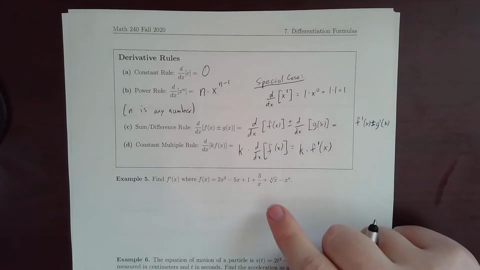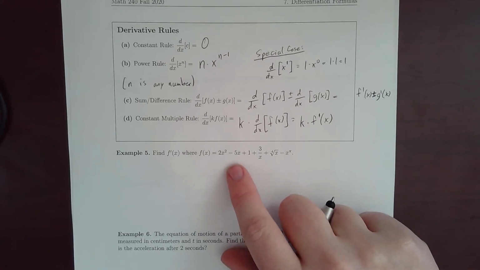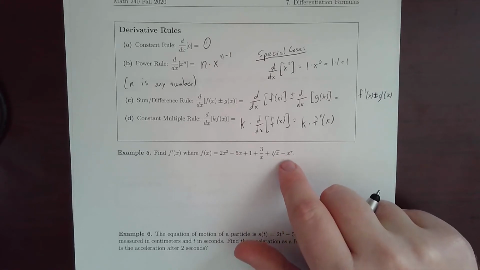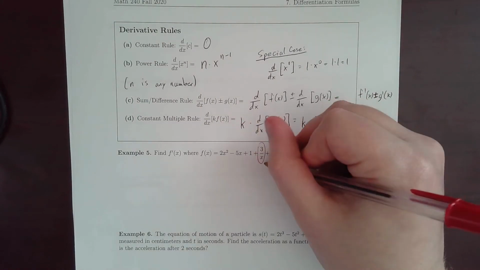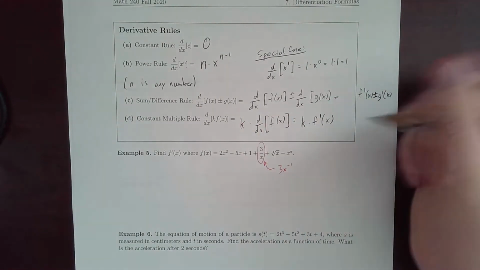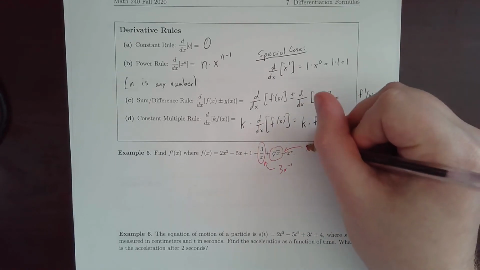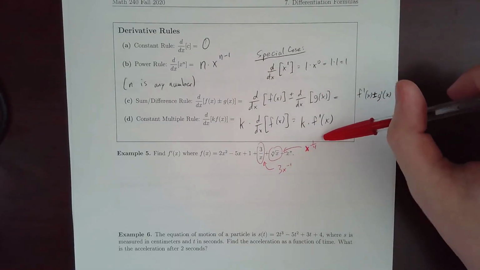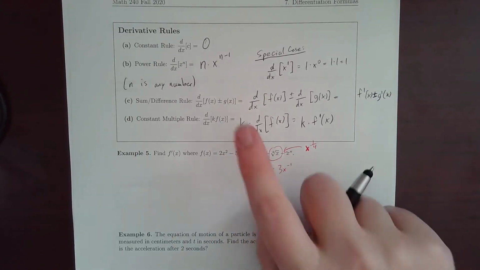So say we wanted to look at the derivative of this function. It's 2x squared minus 5x plus 1 plus 3 over x plus the 4th root of x minus x to the pi. Well, the first thing we're going to do is rewrite this. So here, this is going to be 3 times x to the negative 1, and this is going to be x to the power of 1/4. If we want to use the power rule here, we need those to have exponents. So then we're going to take the derivative of each of these, and we're going to keep these rules in mind.